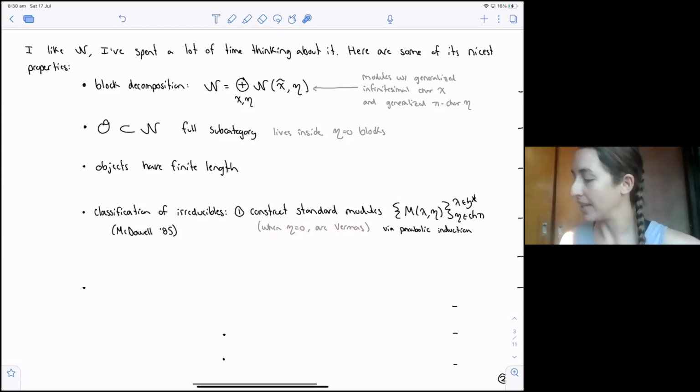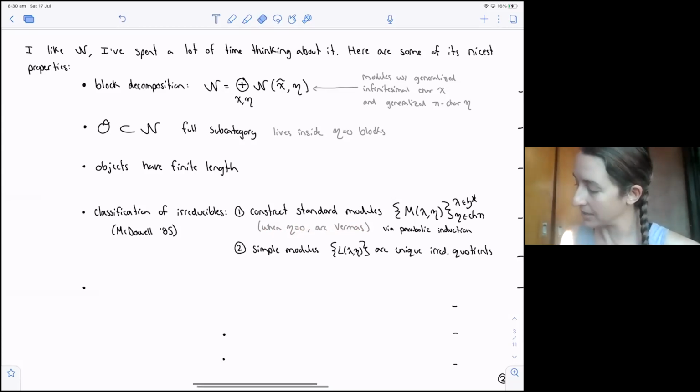So we can construct standard modules given these 2 inputs. And then these standard modules give us a classification of simple objects in our category. So all simple Whittaker modules appear uniquely as irreducible quotients of one of these standard guys. Okay, so now we have some category whose objects are finite length, so they have finite composition series. We have a collection of standard objects, and we have a collection of simple objects.